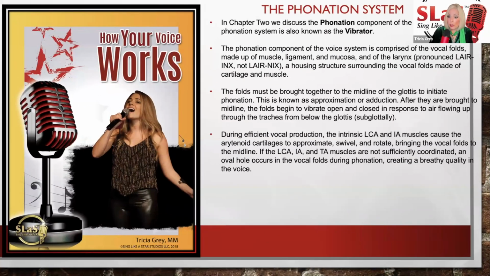During efficient vocal production, the intrinsic LCA and IA muscles cause the arytenoid cartilages to approximate, swivel, and rotate, bringing the vocal folds to the midline. If the LCA, IA, and TA muscles are not sufficiently coordinated, an oval hole occurs in the vocal folds during phonation, creating a breathy quality in the voice.